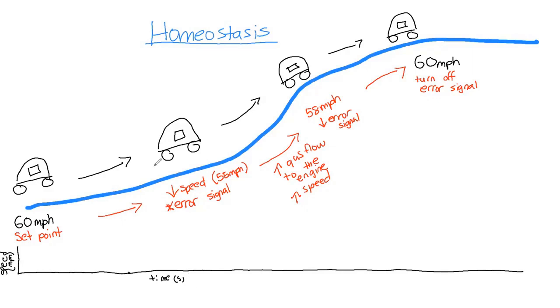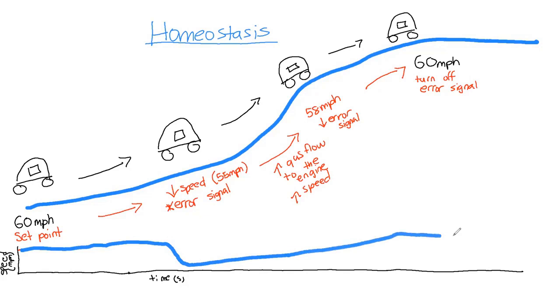And let's kind of mark out our set point here on our graph. So that's where things are starting off. So that's about 60 miles per hour. And this is where we start off. So this is our set point. At this point, we see a drop in the speed to about 55. And then we see a gradual increase until we get back up to 60, which is our set point once again.